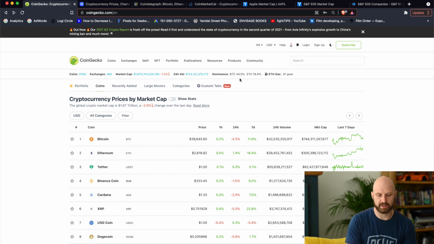So at the moment, Bitcoin is 44.5% of the whole cryptocurrency market. As you can see here, there's market cap of Bitcoin, which is $744 billion. And that's 44.5% of 1.6 trillion. And Ether is 18.4%. These numbers are quite important because Bitcoin's lower market dominance indicates that we can be approaching, or we are in altcoin season.